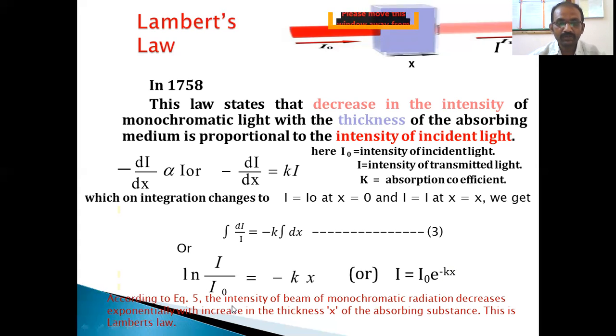This equation shows that the intensity of a beam of monochromatic radiation decreases exponentially with increase in the thickness X of the absorbing substance. This is called Lambert's law.